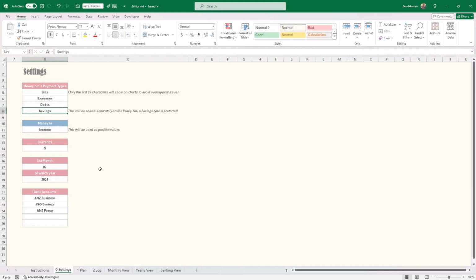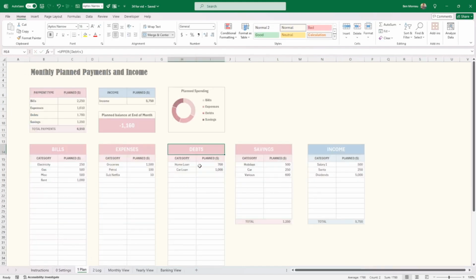Okay, so I put back the debts. And we go back to our planning. And then we do this. And then we do that. We put savings. Where do we want to? The salary, how much we're expecting to get every month, and all that. Dividends, all that you want to put here. So here, this is quite important. That gives you the balance at the end of the month.